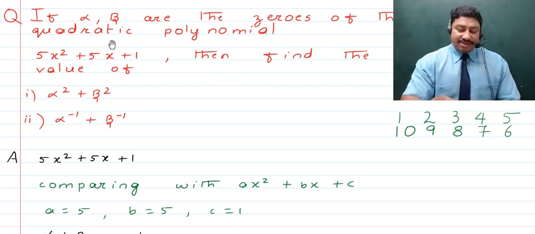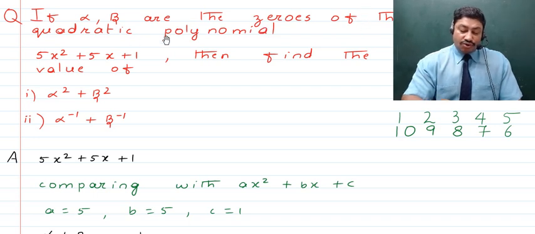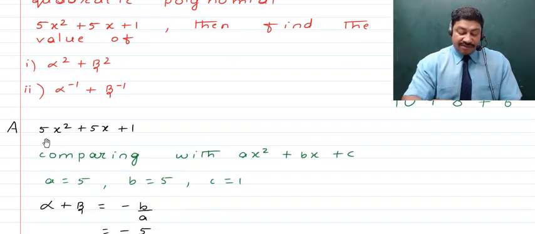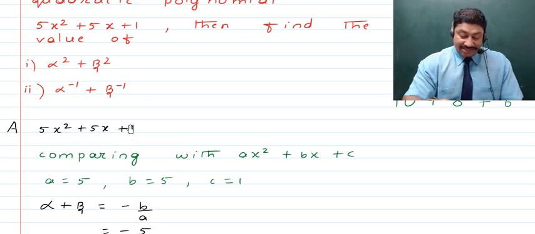Okay, look up. In this question you've been given that alpha and beta are the zeros, or the roots, of the quadratic polynomial 5x squared plus 5x plus 1, right? Then you have to find the value of alpha square plus beta square and alpha raised to the power minus 1 plus beta raised to the power minus 1. So further here we first write what the quadratic polynomial is, and then we compare it with ax square plus bx plus c, as is the general quadratic expression. Now we get the value of a to be equal to 5, b to be equal to 5, and c to be equal to 1.